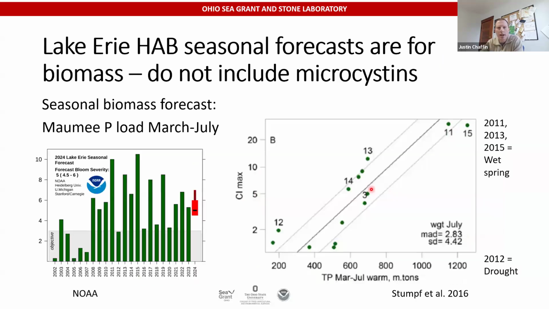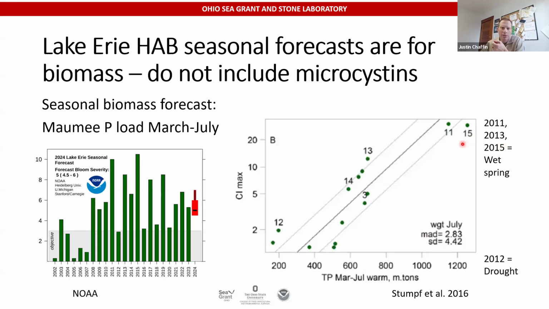In Lake Erie, we can forecast the biomass of the blooms, but not yet the toxins. On a seasonal scale, we can forecast how green the water is going to be, how much biomass is going to be in the western basin, based on the phosphorus load from the Maumee River during the springtime. When there's more phosphorus getting into the lake, the bloom is larger. And the amount of phosphorus that gets into the lake via the Maumee River is highly correlated with the amount of rain we get during the spring.